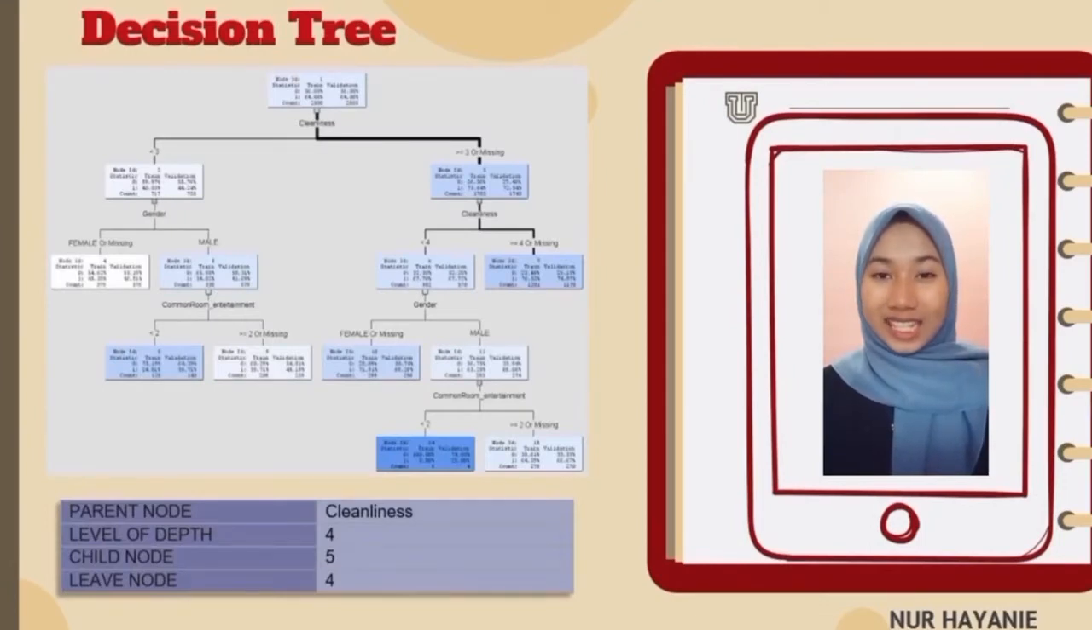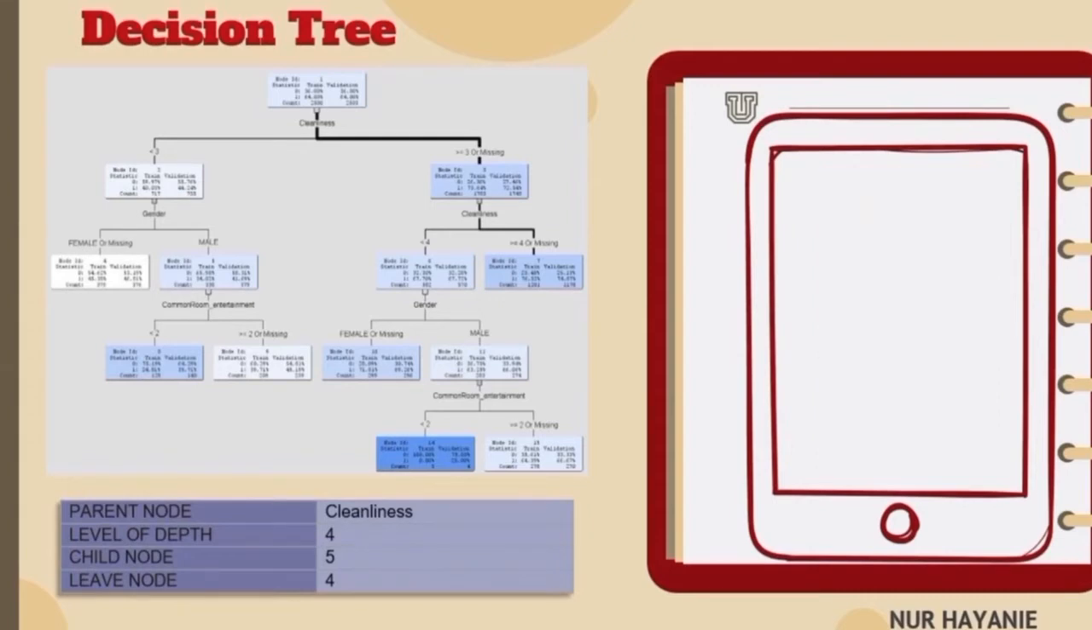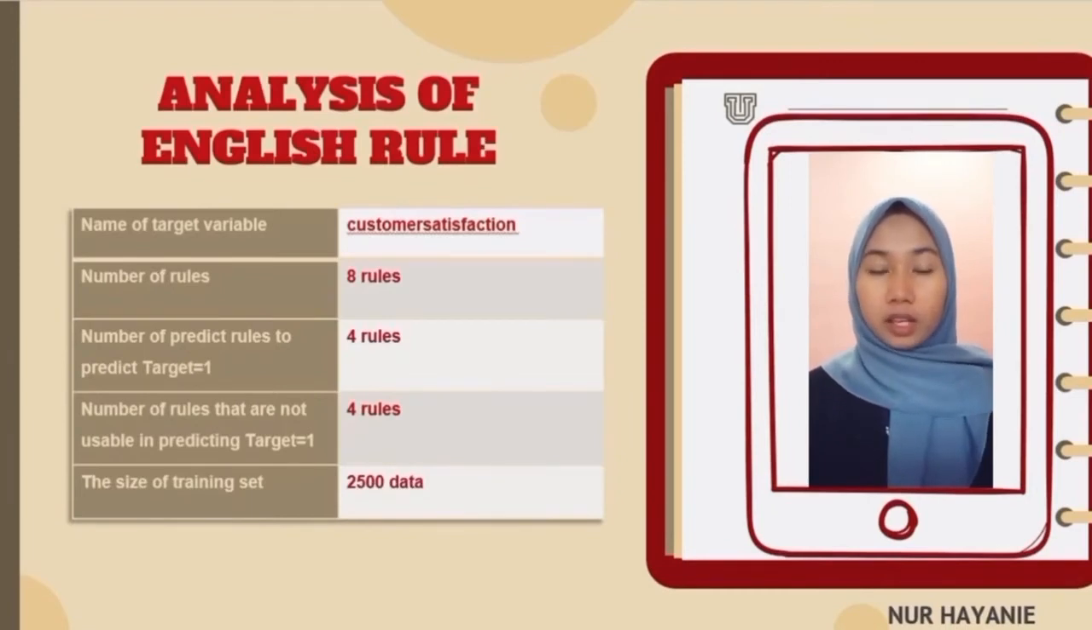This is the decision tree. We have cleanliness as the parent node. The depth level is 4. We have 5 child nodes and 4 leaf nodes. Analysis of the English rule. Customer satisfaction is our target variable. Altogether, we have 8 rules. The number of rules that predict target equal to 1 is 4, and the number of rules that do not predict target equal to 1 is also 4.